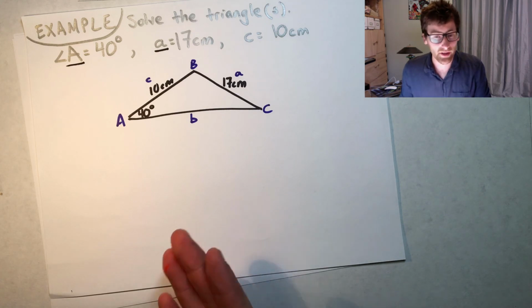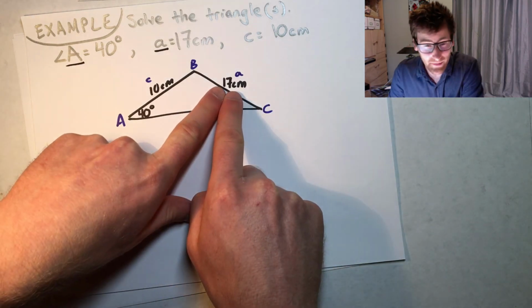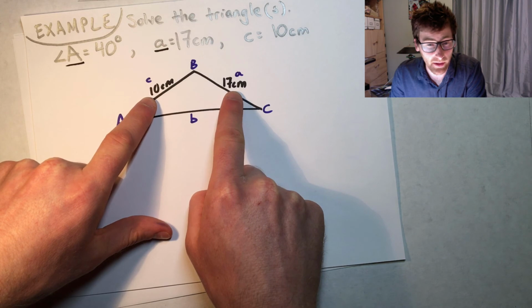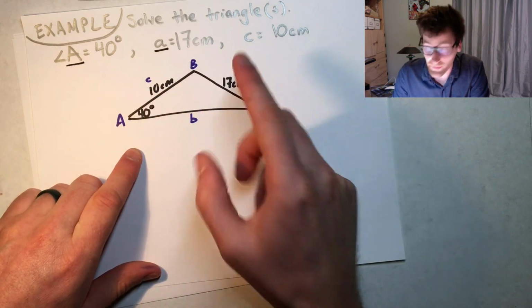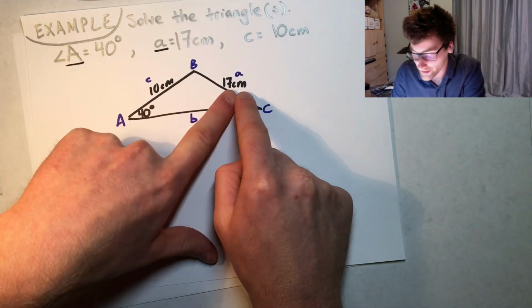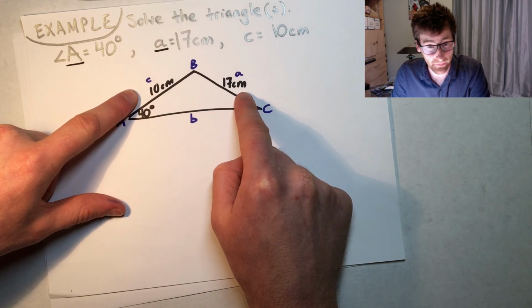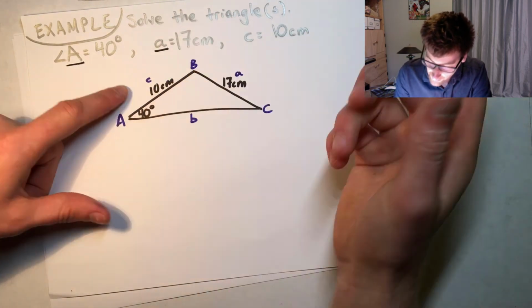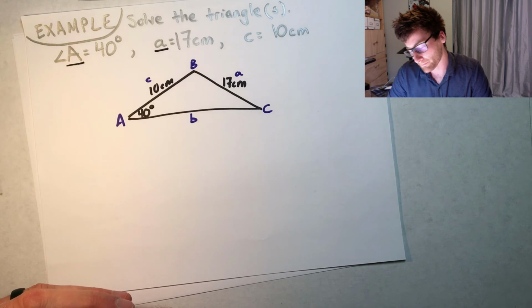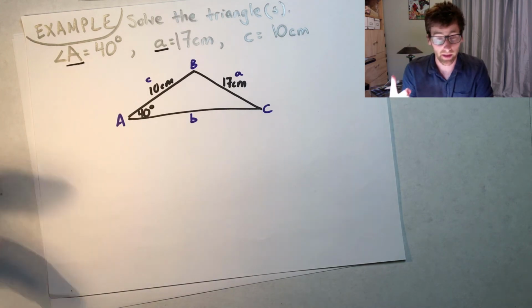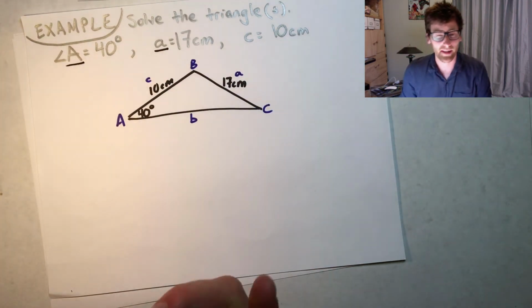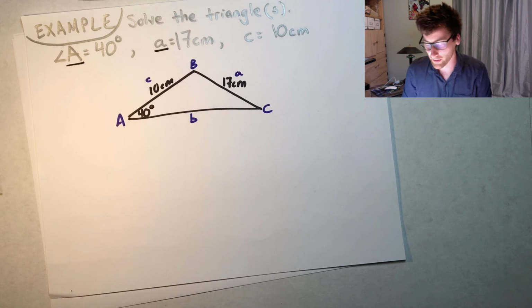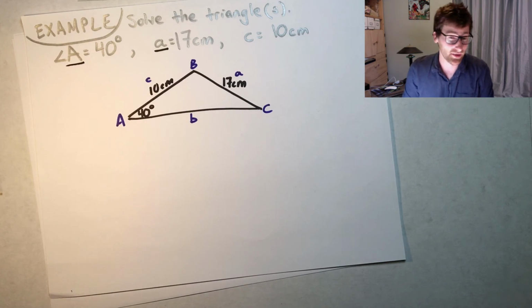So how do I solve it? Well, first things first, I look at this. 17 is bigger than 10. First of all, I have angle side side, which means it can be ambiguous, but this 17 is bigger than this 10, which means there must be only one triangle. It has to be, because that's bigger than that. So it's a pretty easy one. Now I can just use sine law, and I can solve it. So let's solve it.